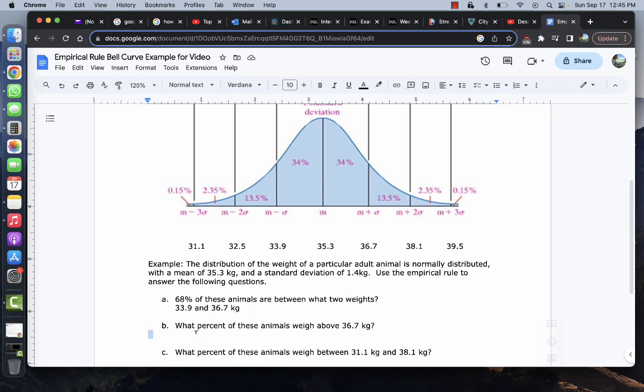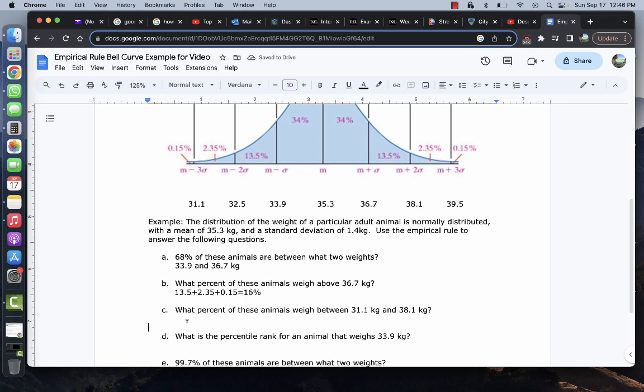So to figure out the percent above, all I need to do is look at the percentages above, the 13.5, the 2.35, and the 0.15, and just add them. So it's 13.5 plus 2.35 plus 0.15. I could show you that in a calculator, but I already know what it is. It's 16%.